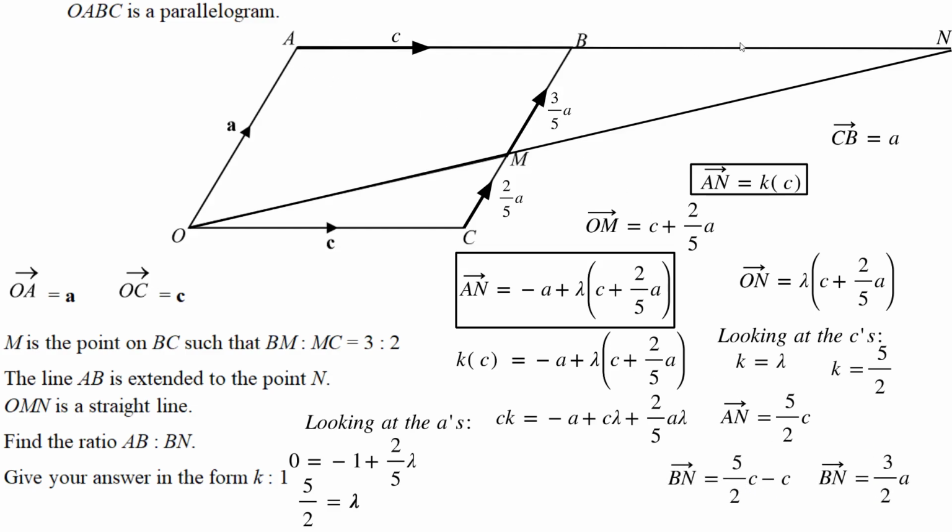So if this is 3/2 c, that should say c, not a. If that's 3/2 c, and this is c, so the ratio is c to 3/2 c. The c's cancel. We want it in the form k to n, so multiply by 2, divide by 3. So that means k is 2/3.